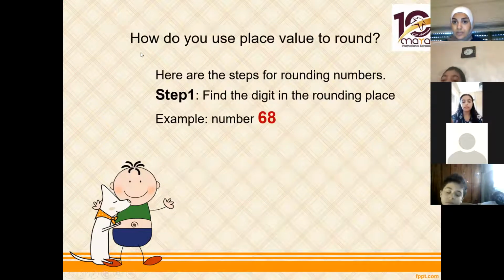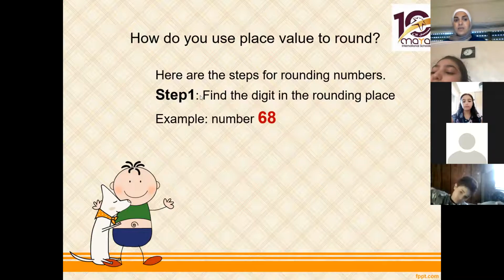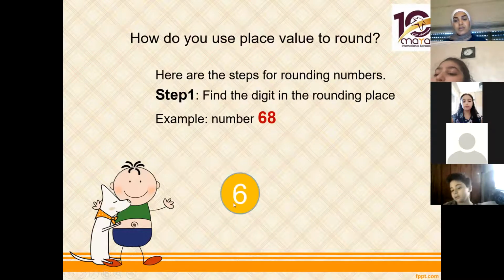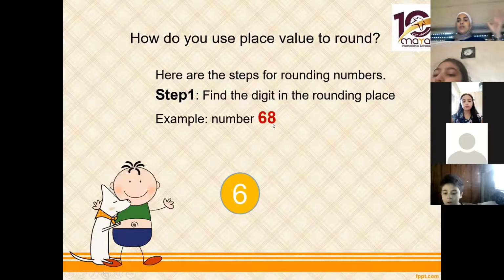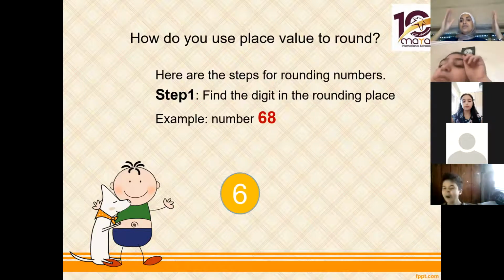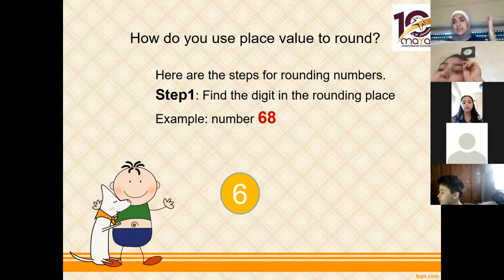How do you use place value to round? Here are the steps for rounding numbers. Step 1, find the digit in the rounding place. Like this, we have 68, okay? We are looking for the nearest 10, right? So where do you think 68 is? What are the 10s that surround 68? What is the 10 that comes before 68? And what is the 10 that comes after 68? Yes, Farah?